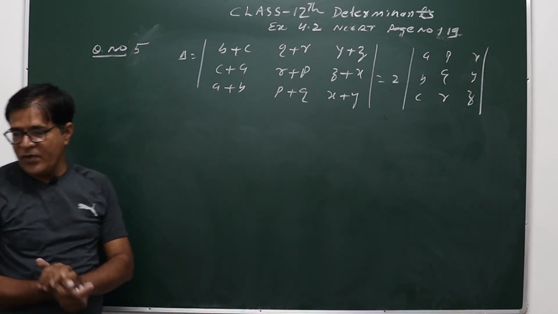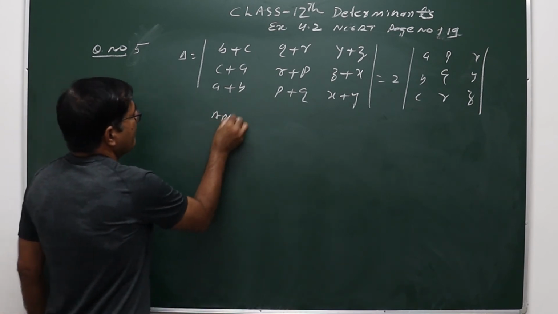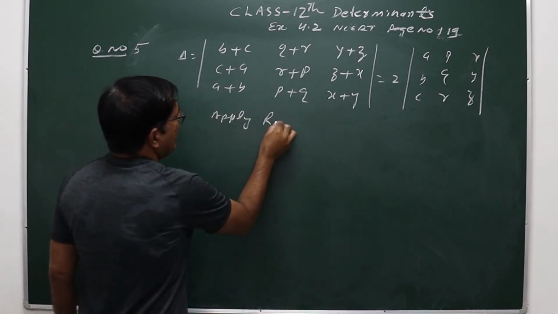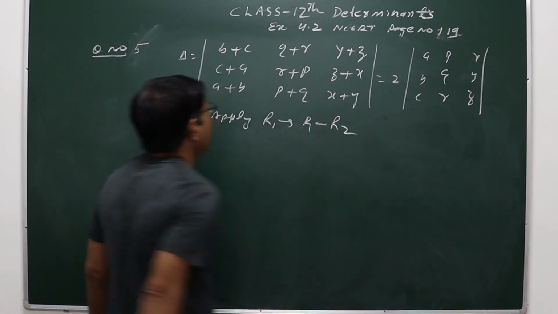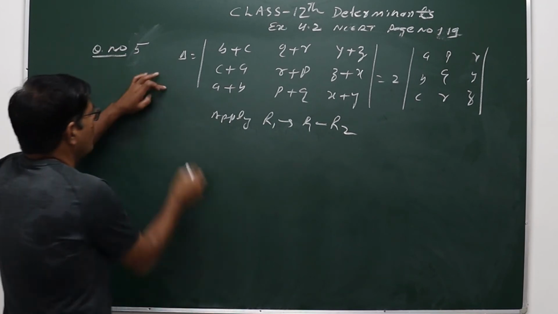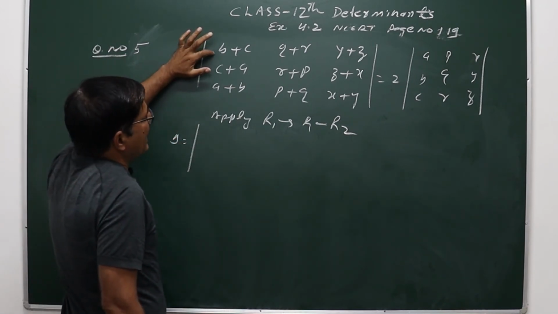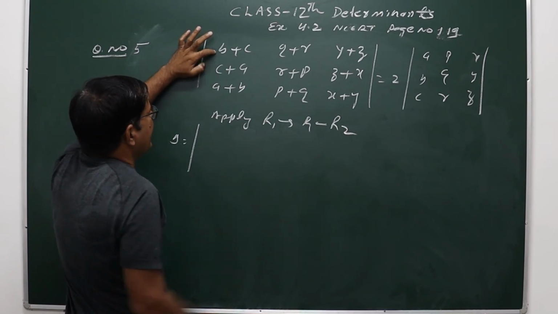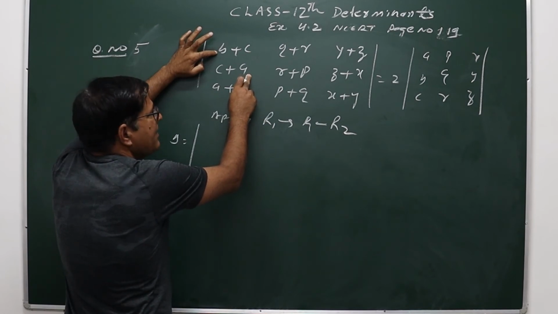So first of all, what we will do is apply R1 tends to R1 minus R2. R1 tends to R1 minus R2. So the determinant will be equal to, what are we doing, we are subtracting R2 from R1, so B plus C minus C minus A.